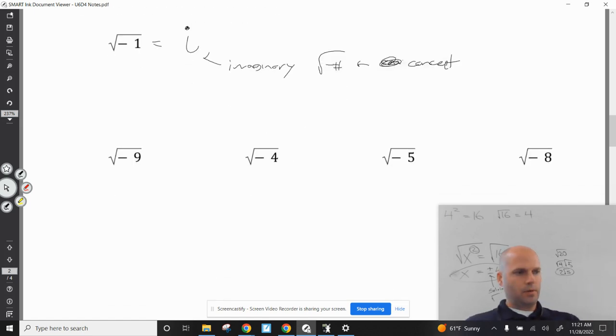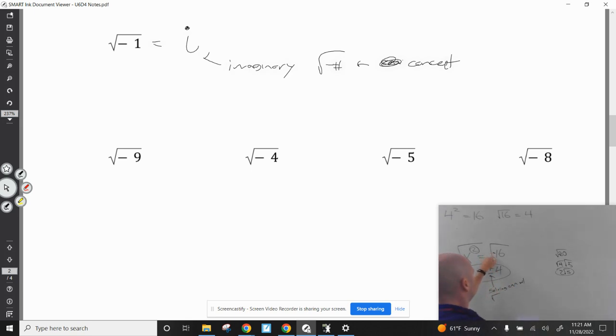Now, watch what we're going to be doing. We're going to be eventually solving equations like x squared equals 16, and we'll be simplifying things like square roots of 20. But instead of 16, it's going to be negative 16. Instead of 20, it's going to be negative 20. Okay?